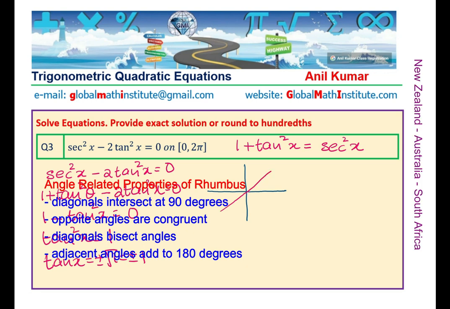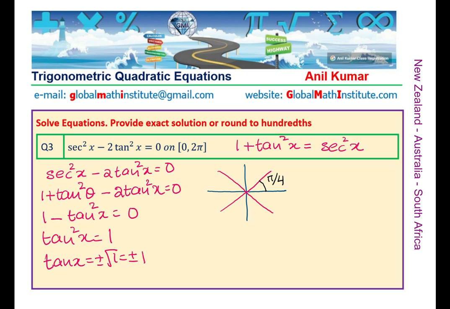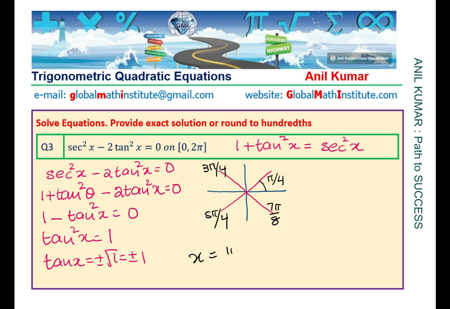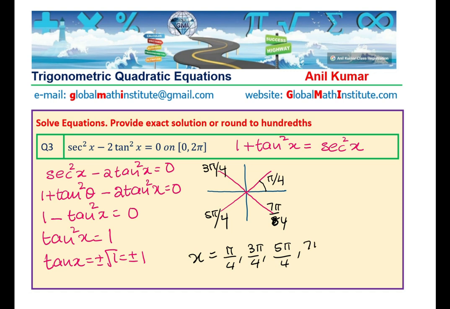So the solutions will be: pi by 4 is when tan is 1. So we have pi by 4, 3 pi by 4, 5 pi by 4, and 7 pi by 4. So we get the value of x as equal to pi by 4, 3 pi by 4, 5 pi by 4, and 7 pi by 4.